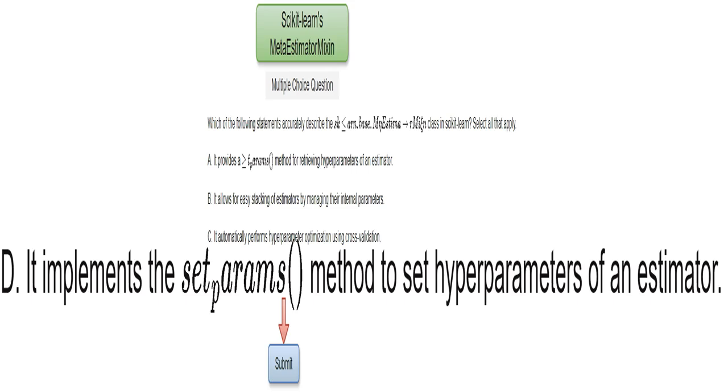Option A states that the class has a method. This method is used to retrieve the hyperparameters, which are settings that control the behavior of your estimator. Think of it as a way to inspect the settings of a machine learning model. Let's see if this is true.